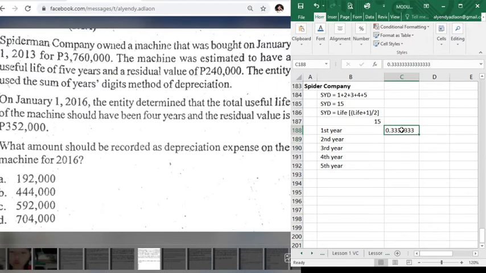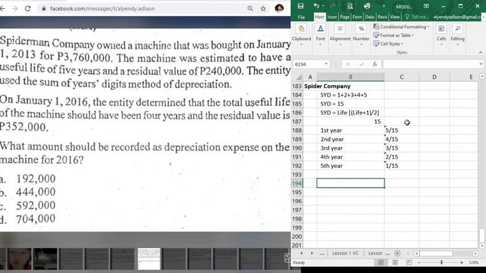For the first year, we have 5/15. For the second year, we have 4/15, 3/15, 2/15, and 1/15. So, mao nga fraction ang atong i-assign sa kada year. I-multiply ni nato siya sa ilahang cost, ay sa ilahang depreciable amount to get the depreciation for the year.